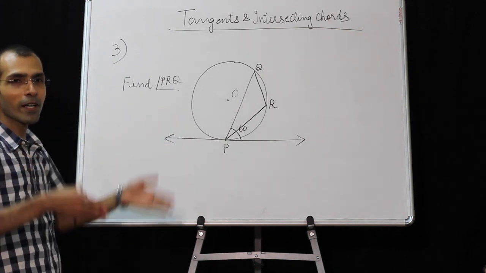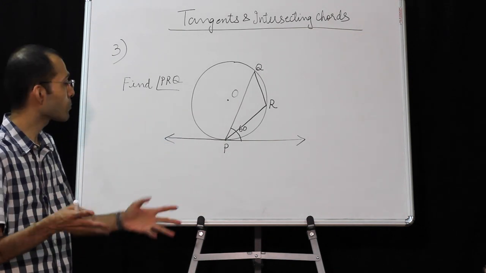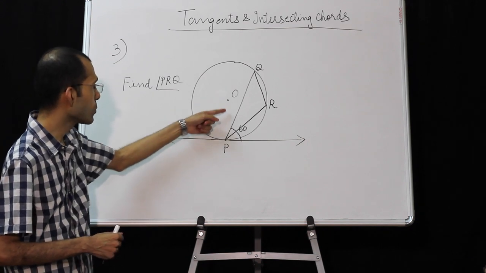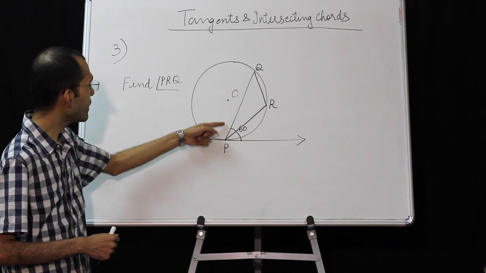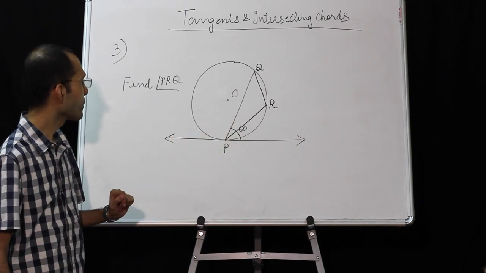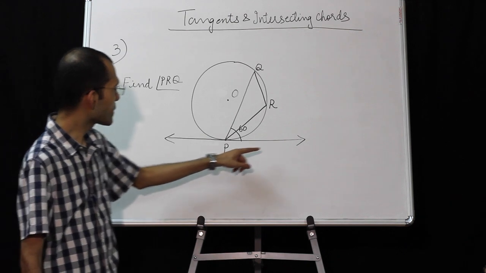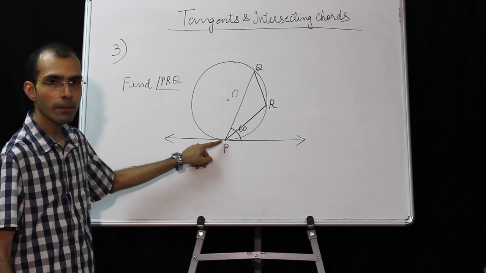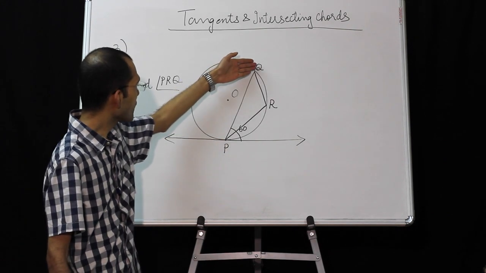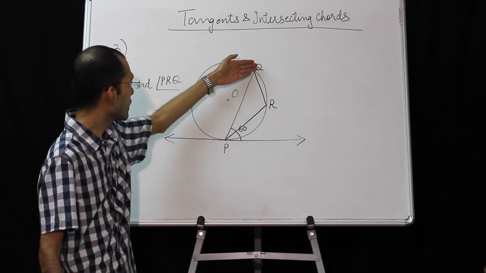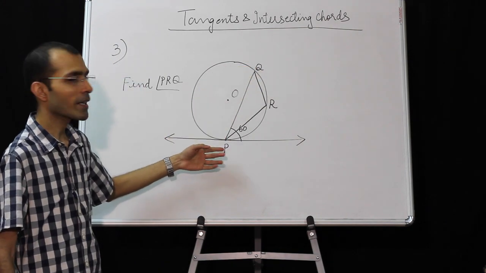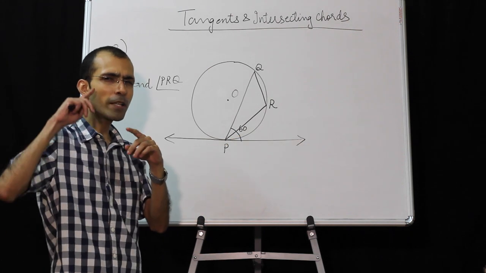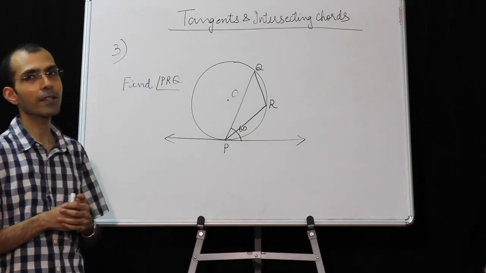Tangents from an external point are equal also cannot be used, because there are not two tangents. Radius perpendicular to tangent we can use, provided we join OP. But if you observe, this is a tangent. The point of contact is P, and QP is the chord. So nicely they have given the angle between the chord and the tangent. So probably the alternate segment theorem can come in the picture.